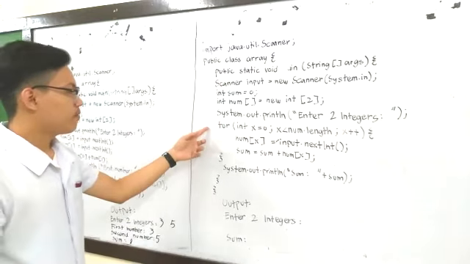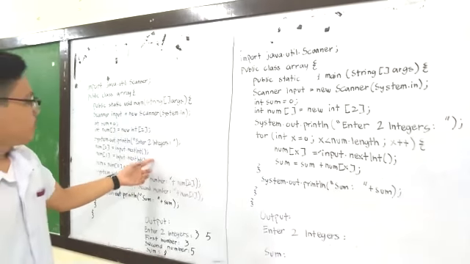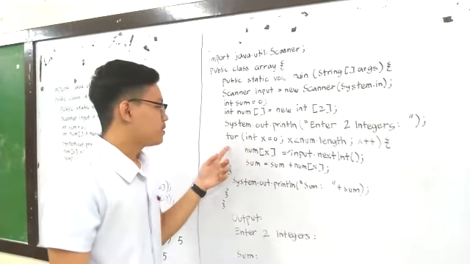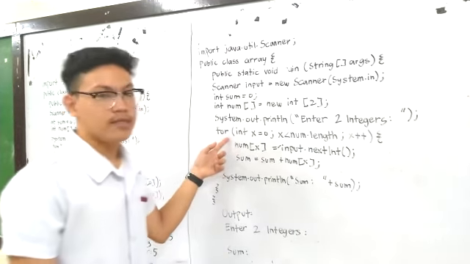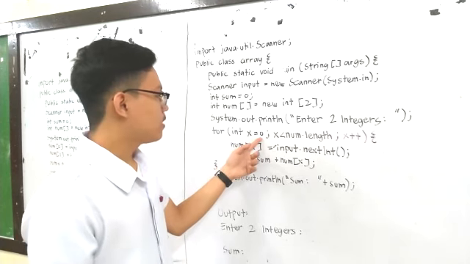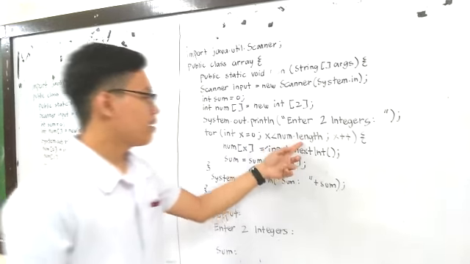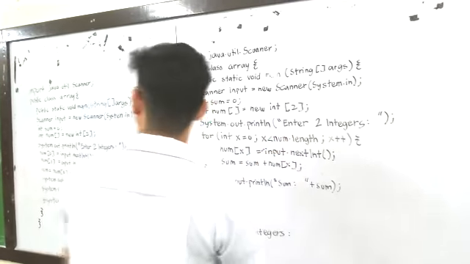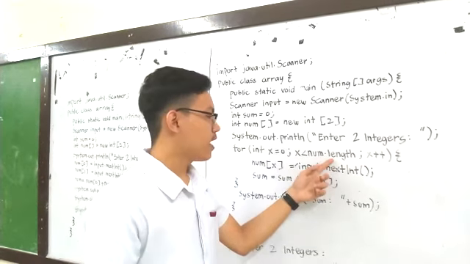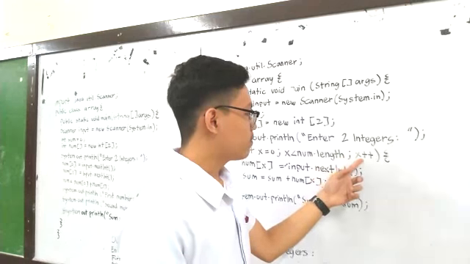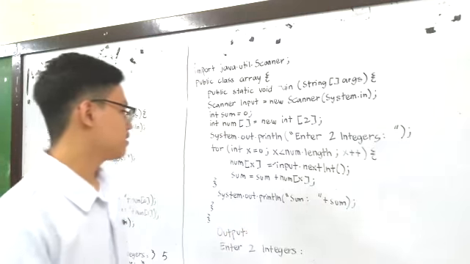Ito naman sa formula natin para mapaiksi. Kanina gumamit tayo ng ganitong formula. Ngayon gamit tayo ng for loop para mas mapaikli. Formula sa for loop: for, open parenthesis, int x equals 0, semicolon, x less than num.length. Ito para malaman yung size ng array natin. Then semicolon, x plus plus or x increment, then close parenthesis, then open curly braces.